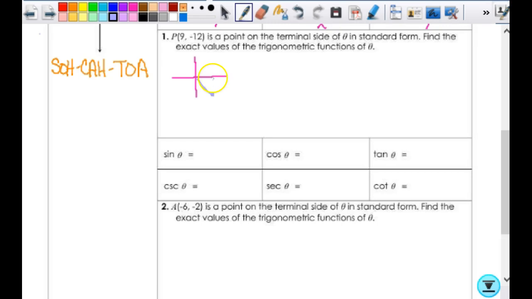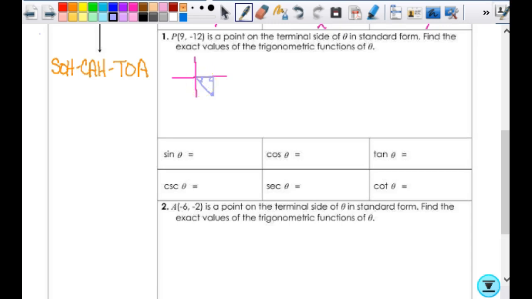So I make this with the x-axis. The triangle is always made with the x-axis, never with the y-axis, because remember our reference angles are always the shortest way back to the x-axis. So here's my little right triangle. This is where my theta is. I don't have a lot of room, so I'll just mark it instead of writing a theta in there.